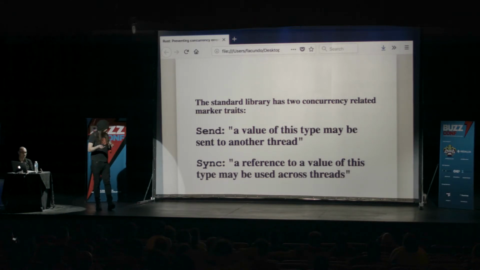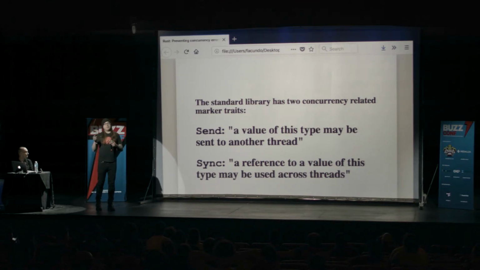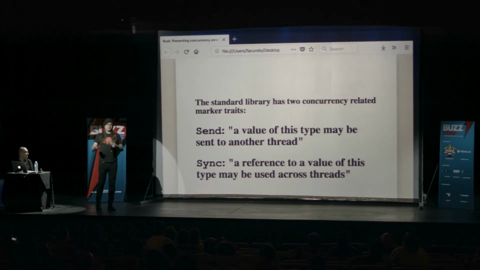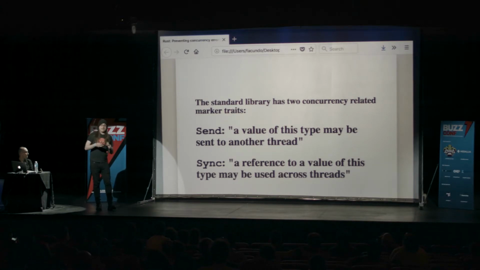So these two things let you say certain things about the concurrency properties of your types, which then lets you write generic functions that say I can only accept something that is Send or something that is Sync. So that's kind of the general idea. Before we get into the concrete details, I'm going to show you how this works out in practice.